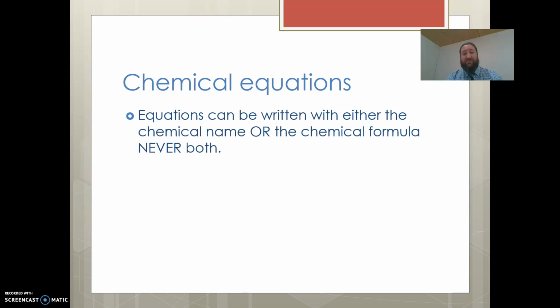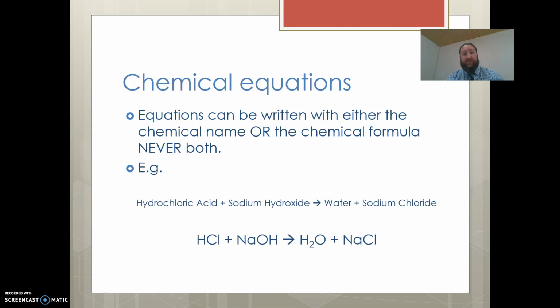If you need to give me the name and the chemical formula, then you need to do two equations. For example, one of my favourite chemical reactions, hydrochloric acid and sodium hydroxide, react those two things together, you get water and sodium chloride. There's the word equation. If we need the formula equation, it's written like this: HCl plus NaOH gives us H2O plus NaCl. Either the words or the symbols, never together.